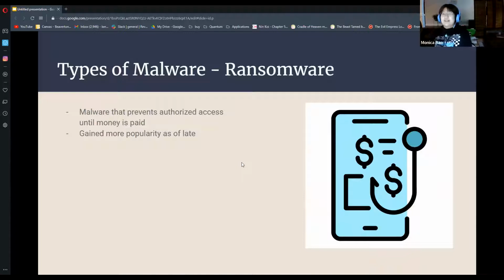So this is ransomware. I think I mentioned it in the past, last session if you were there, but ransomware is malware that prevents unauthorized access until money is paid. And it's probably been more popular as of late. At least personally for me, I've seen it much more in the news. If you've heard of a hospital getting shut down or losing tens of thousands of dollars of information because of ransomware, I know that I saw that headline a couple years ago, and it really scared me a little.